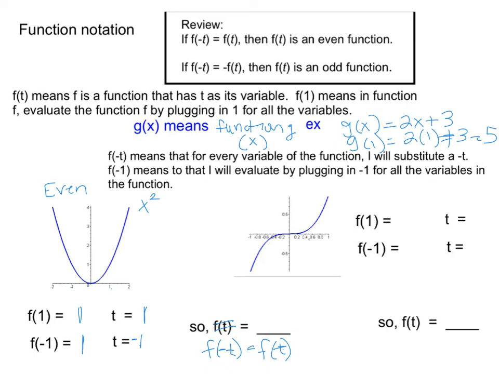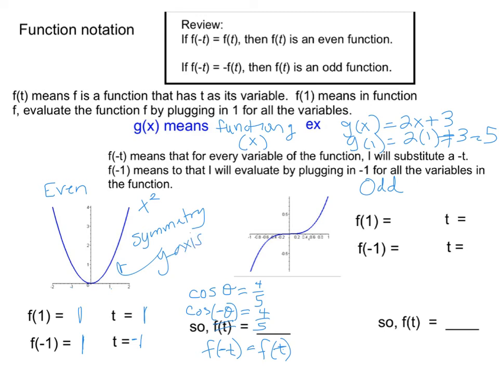Okay? So if I say that the cosine of theta is 4/5, then the cosine of negative theta is also going to be 4/5. All right, so this one is an odd function. This is an odd function. All right, so odd, and if you'll notice here, even is symmetry. It has to do with symmetry. It's symmetrical about the y-axis. And if you notice on here, odd is symmetrical about the origin.